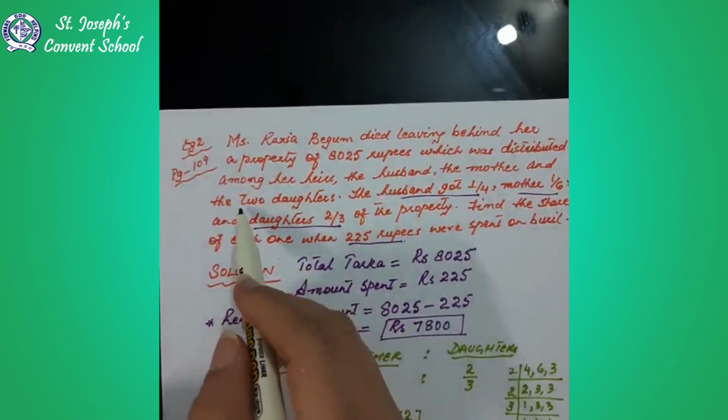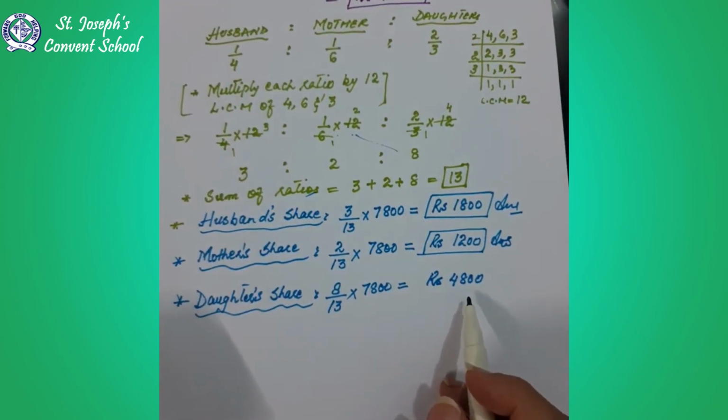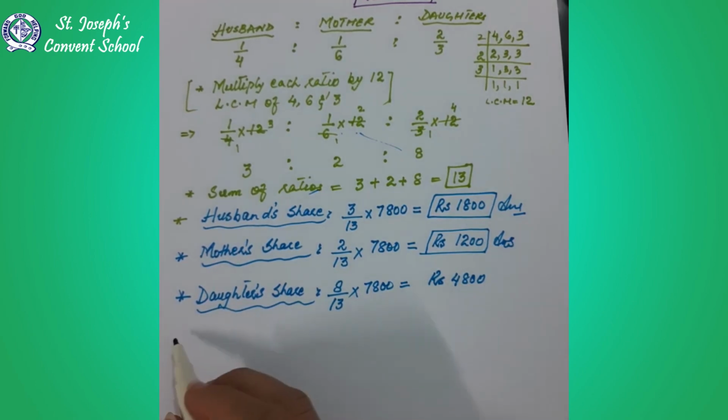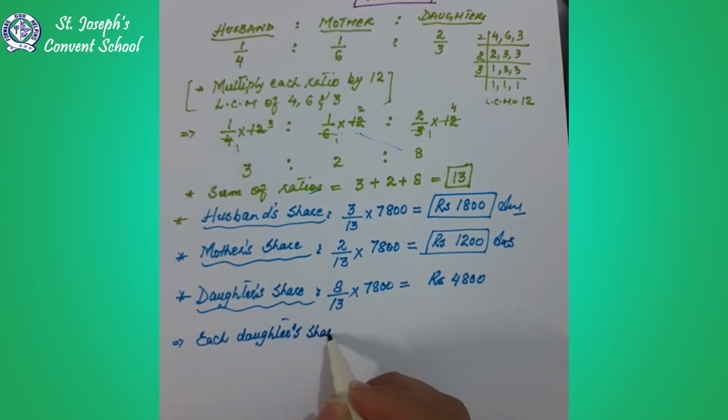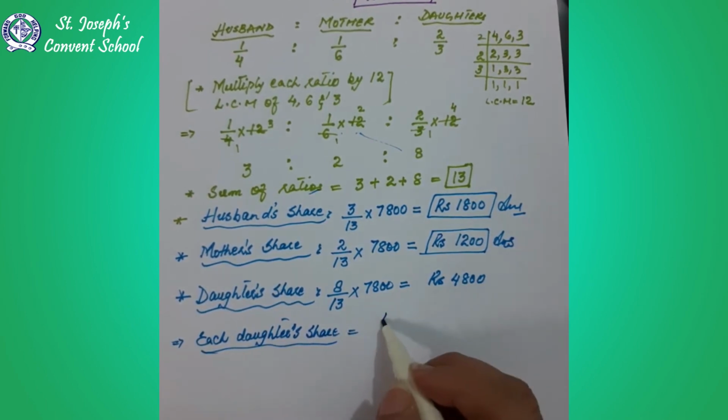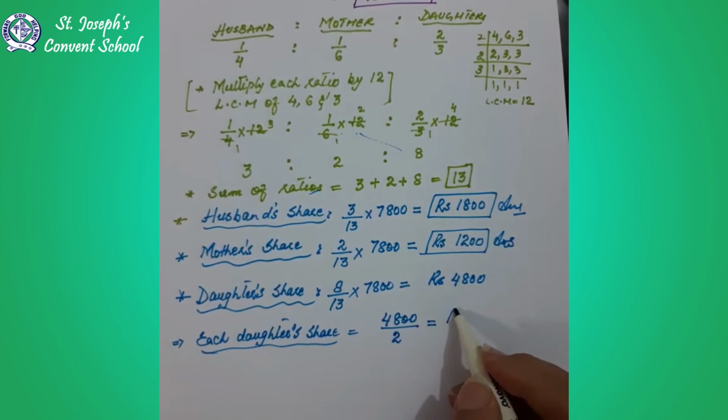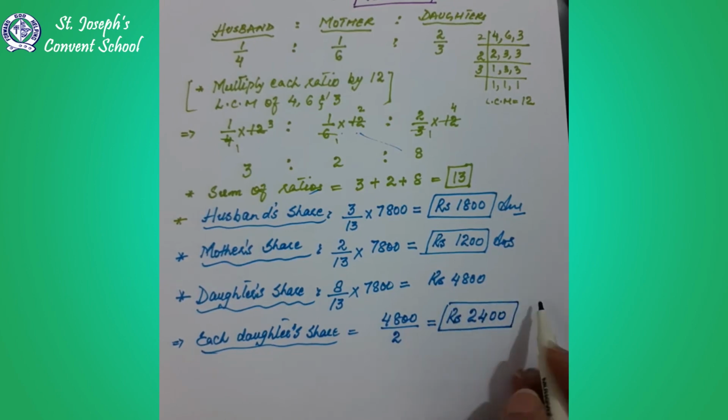Now this is not the final answer. Why? Because it is mentioned in the question that there are 2 daughters. So you will divide this amount between the 2 daughters. This amount divided by 2 gives each daughter's share. There are two daughters, so with a calculator you divide by 2 and you will get the answer, rupees 2400. So this is the answer.